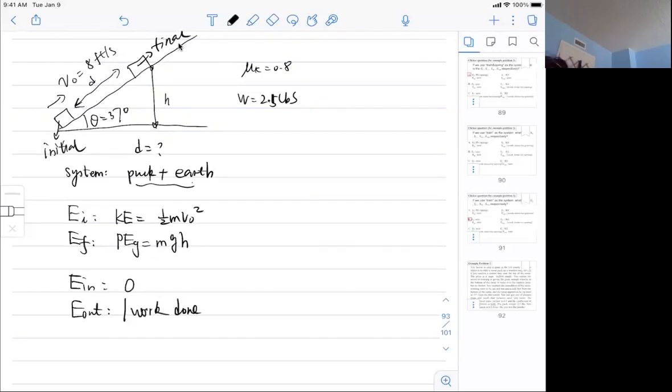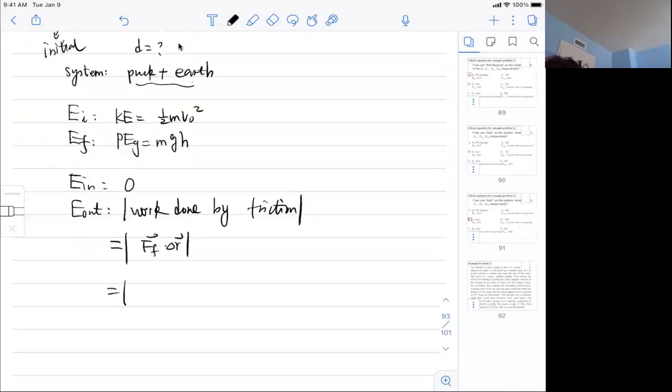So you will put it here, work done by friction. Okay, so work done by friction is F friction dot displacement. Friction is opposite to your displacement, so it's negative frictional force times the total distance you travel. And again, how do you calculate frictional force? It's mu times normal force, right? So mu times N times distance.